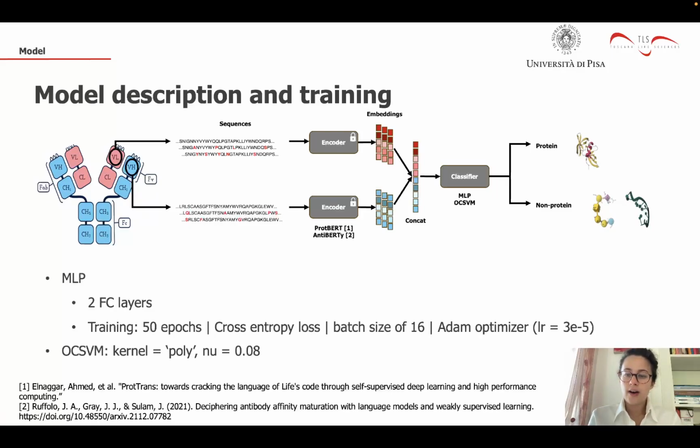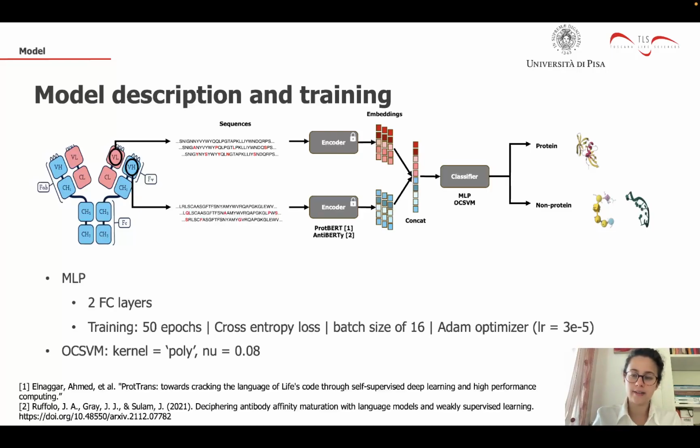Two methods were tested for the classifier. The MLP, the multi-layer perceptron, with two fully connected layers, was trained for 15 epochs with cross-entropy loss, batch size of 60, and Adam optimizer. And we also tested the one-class SVM, and in this case basically the protein class is the positive example. But unfortunately, this method wasn't able to capture and separate the two classes properly.